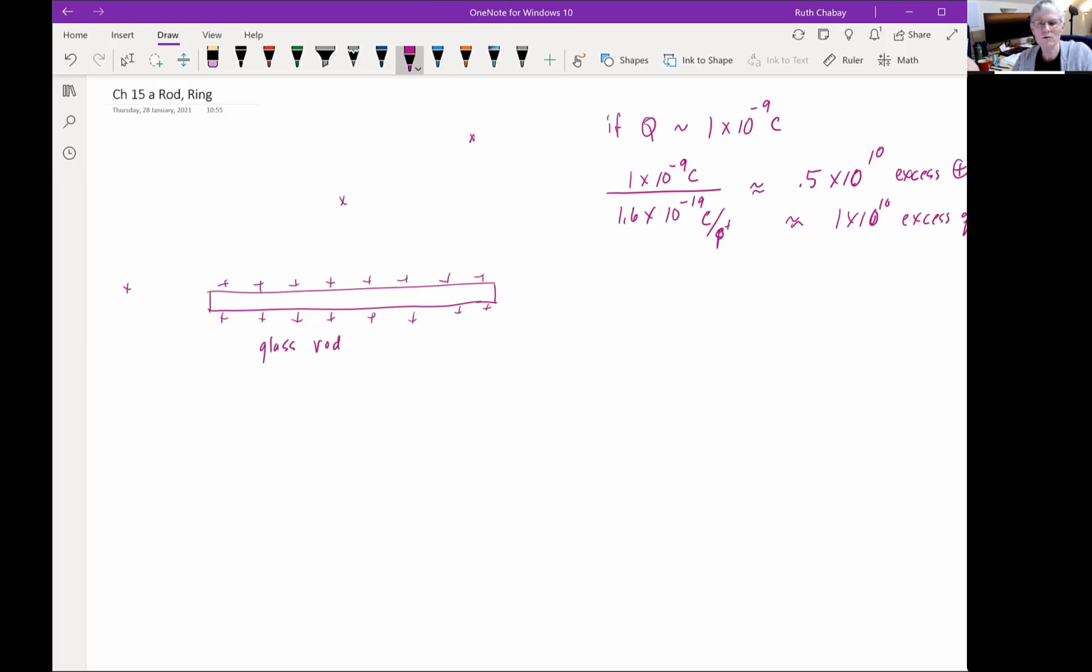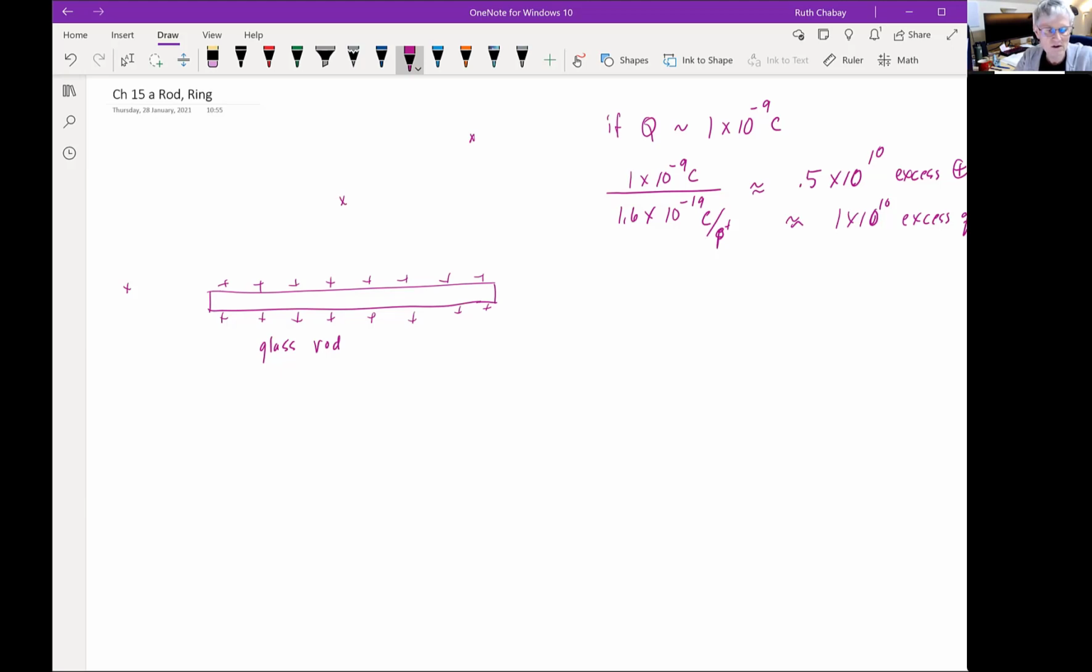Well, where are they? We don't even know where they are, but we assume they're more or less uniformly distributed over the surface of the pen. So it's going to be really impractical to even guess at the location of 10 to the 10th excess charges, and then try to draw vectors R from there to the observation location and add them up.